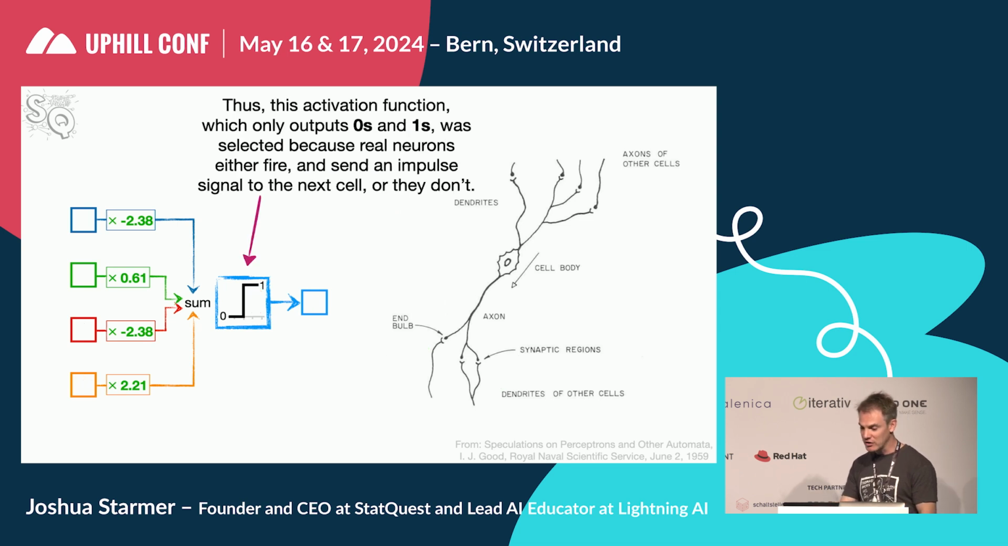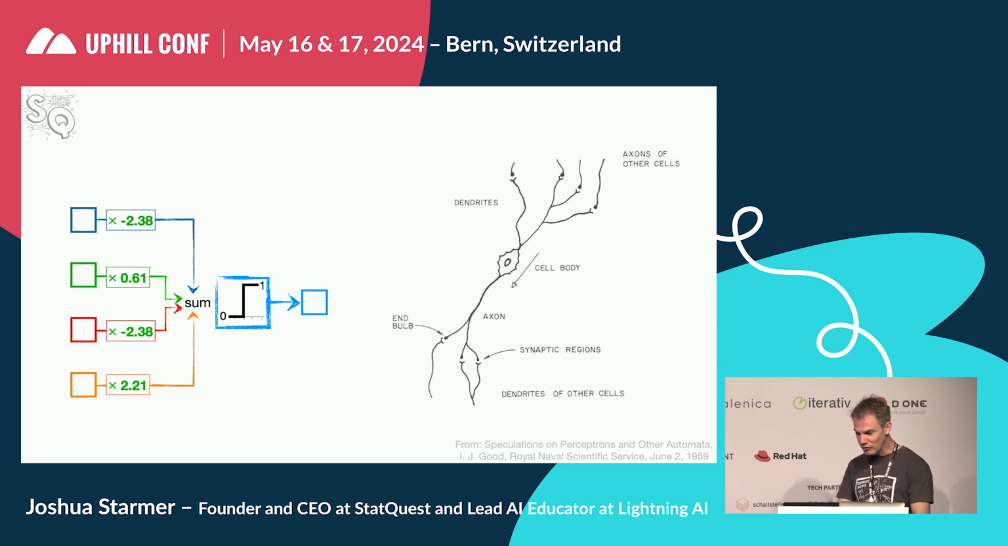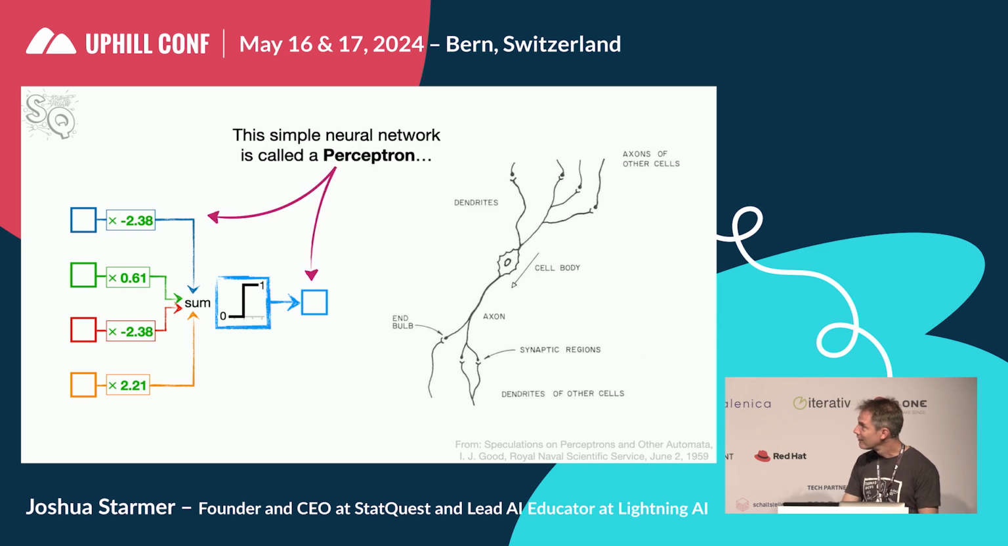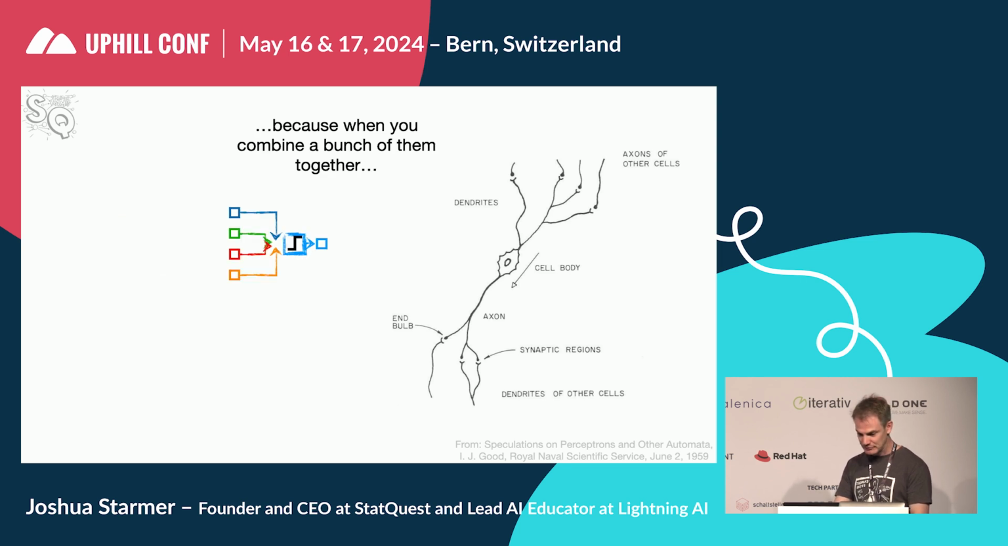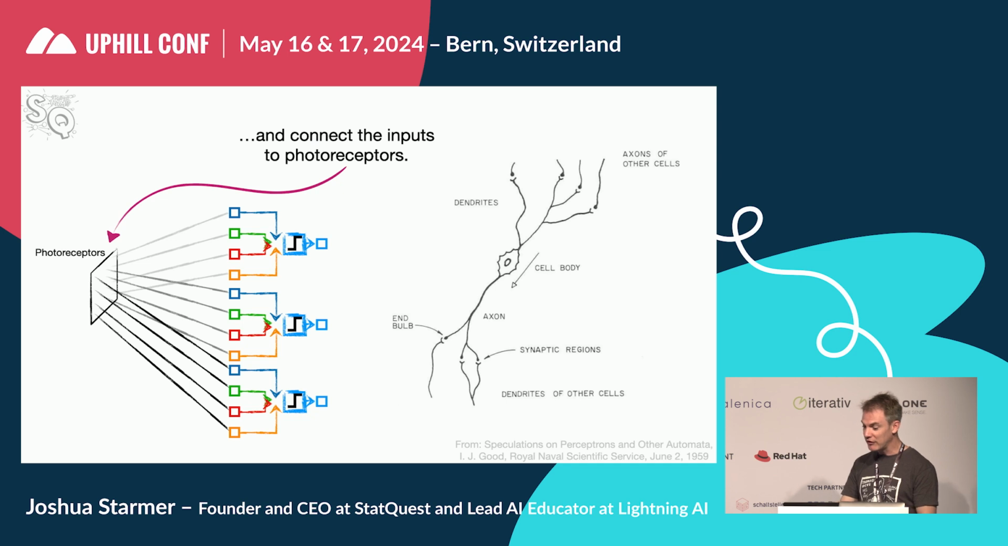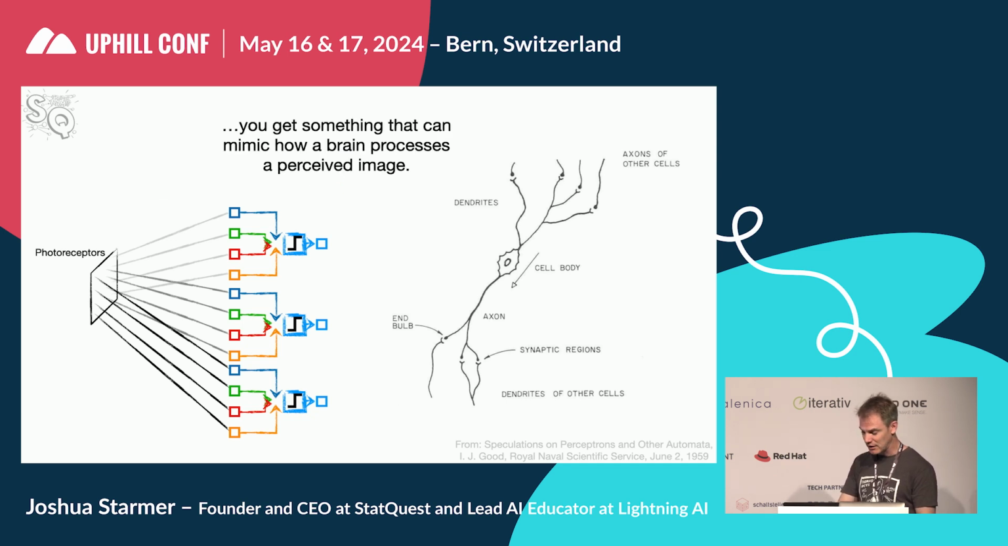Thus, this activation function, which only outputs zeros and ones, was selected because real neurons either fire and send an impulse signal to the next cell, or they don't. Oh no, it's the dreaded terminology alert. This simple neural network is called a perceptron, because when you combine a bunch of them together and connect the inputs to photoreceptors, like the thing in a camera, you get something that can mimic how a brain processes a perceived image.